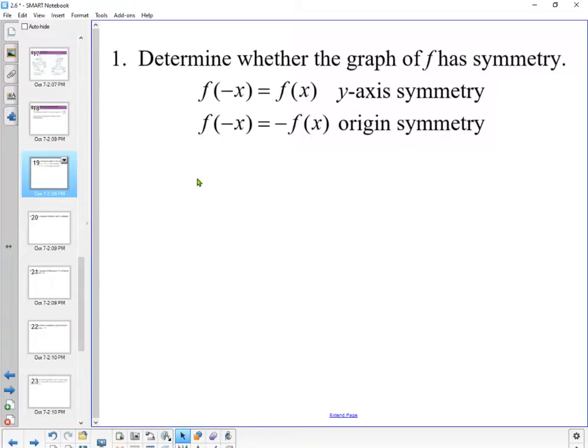This should be something you guys remember from before, right? To check for symmetries: if you put a negative x in there, and you get out a regular x, then you have y-axis symmetry. If you put in a negative x and the whole function changes, then you have symmetry about the origin. You guys remember that business? Oh yeah. Right? And then so.